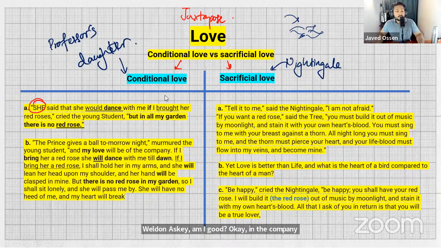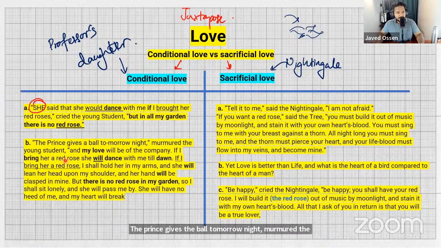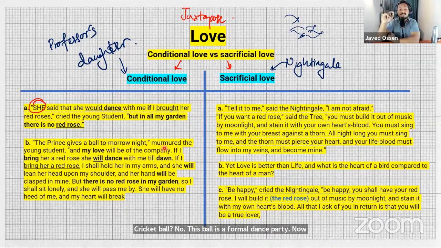"The prince gives a ball tomorrow night," murmured the young student. So why is tomorrow special? Why is the next day special? The prince is giving a ball. What kind of a ball? To catch, right? Cricket ball? No. This ball is a formal dance party. Now tell me, there's another lesson in your syllabus where there is a ball. You might remember in The Bear, right? "There's a regiment quartered at Ribloff, and the officers are such beauties."